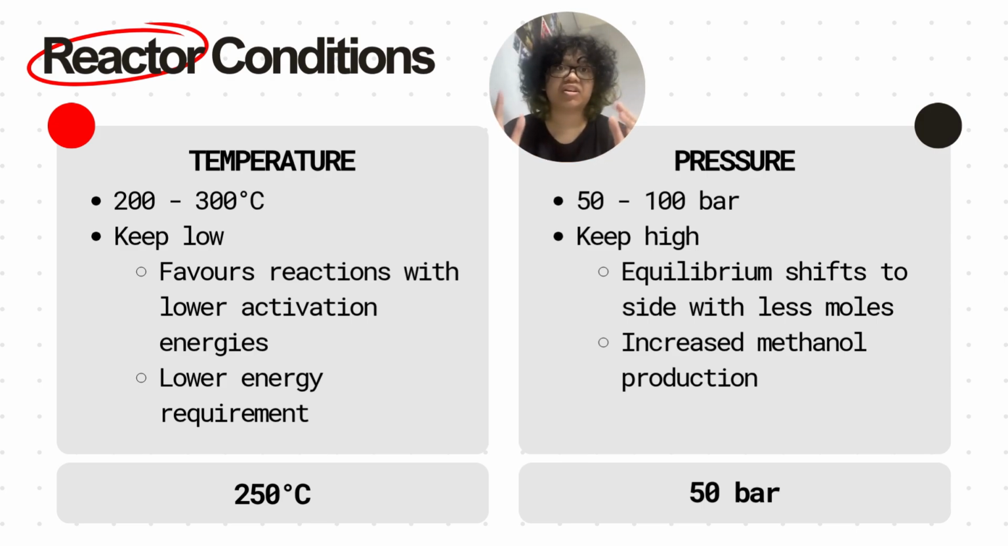And also, having a lower temperature lowers the energy required to facilitate the reaction, so that is also less cost. For pressure, it's best to keep it high because it will shift the equilibrium to the side with fewer moles, which is the side where more methanol is produced. So our chosen temperature and pressure for our reactor is 250 degrees Celsius and 50 bar.